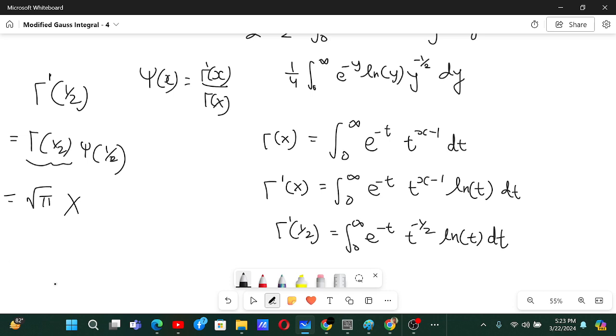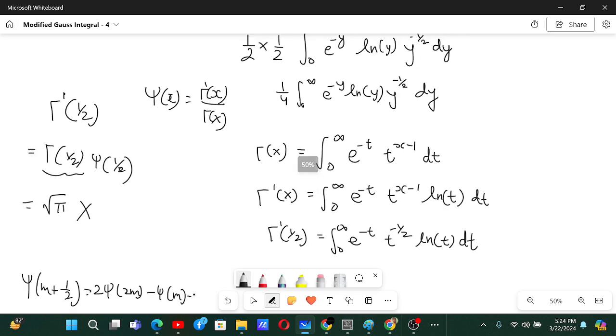Okay, so our duplication formula of the digamma function is digamma of m plus 1 by 2 is 2 times digamma of 2m minus digamma of m minus 2 ln 2. Using this duplication formula you can basically find digamma 1 by 2, and that gives us digamma 1 by 2 as minus the Euler-Mascheroni constant minus 2 ln 2.